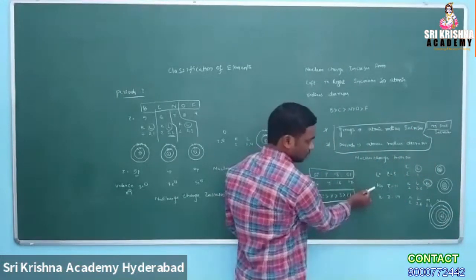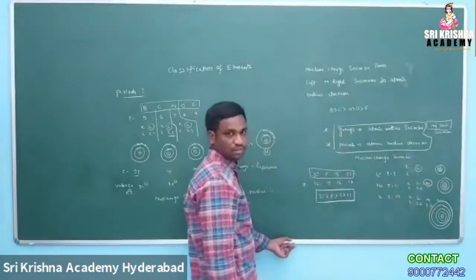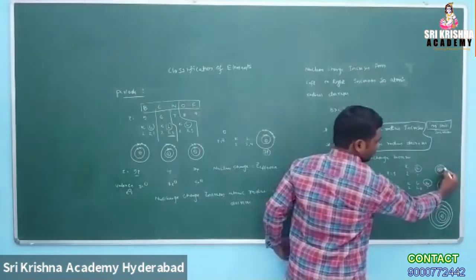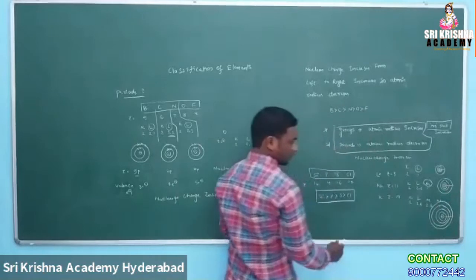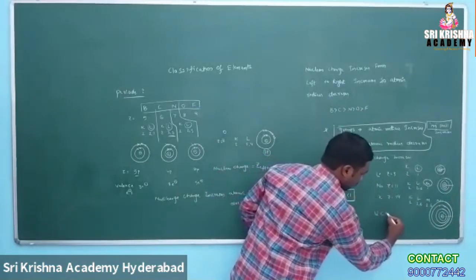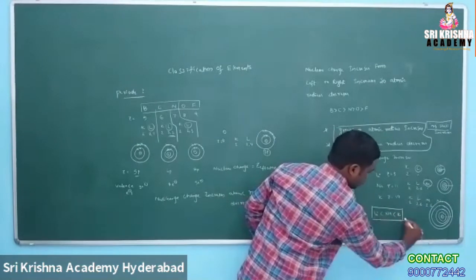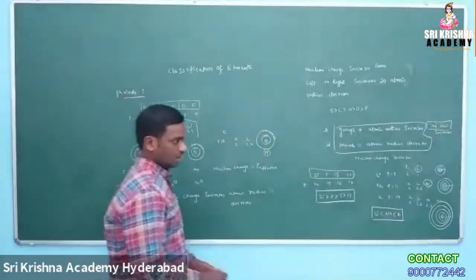From lithium to potassium, the number of shells is increasing, so atomic radius is also increasing. Radius means the distance from the nucleus to the outermost orbit, and it is increasing. So which one is the larger size? Potassium is the larger size. Lithium is smaller, next is sodium, next is potassium. This is the order of atomic radius.